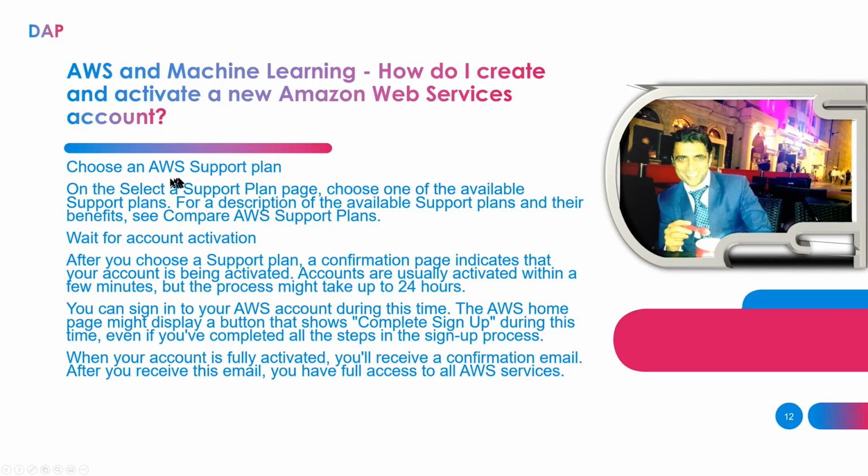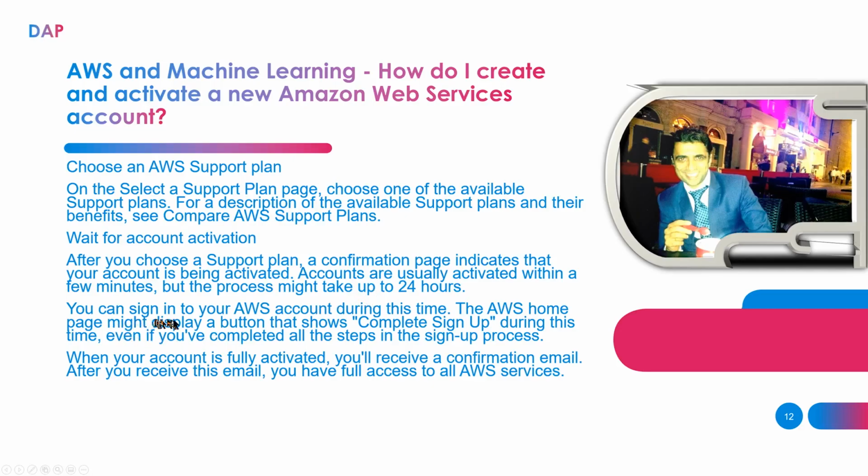Now choose an AWS support plan. Once you do all that, you need to choose an AWS support plan. On the select support plan page, choose one of the available support plans. For a description of available support plans and their benefits, see compare Amazon Web Services support plans. Now, once you do all that, you need to wait for account activation. After you choose a support plan, a confirmation page indicates that your account is being activated. Accounts are usually activated within a few minutes, but the process might take up to 24 hours in some cases. You need to remember, although mine was activated almost immediately.